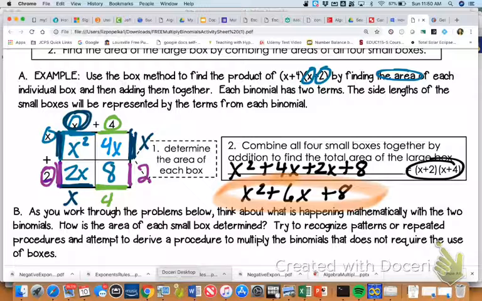So try this example. Try a couple practice problems on your own, and hopefully what you're going to see is as you're working through the problems, you're going to start to notice a pattern, which should turn up shortly.